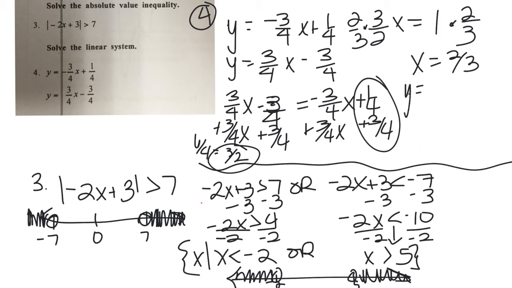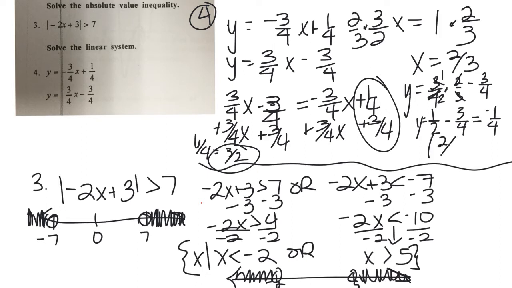So y equals 3/4 times 2/3, that's my x, minus 3/4. So this is 3 goes into 4 2 times, and 3 cancels the 3, so I have 1/2 minus 3/4. And 1/2 minus 3/4 is negative 1/4. So my ordered pair is 2/3, comma negative 1/4. That's my final answer. In the end, you're going to have the two fractional answers.